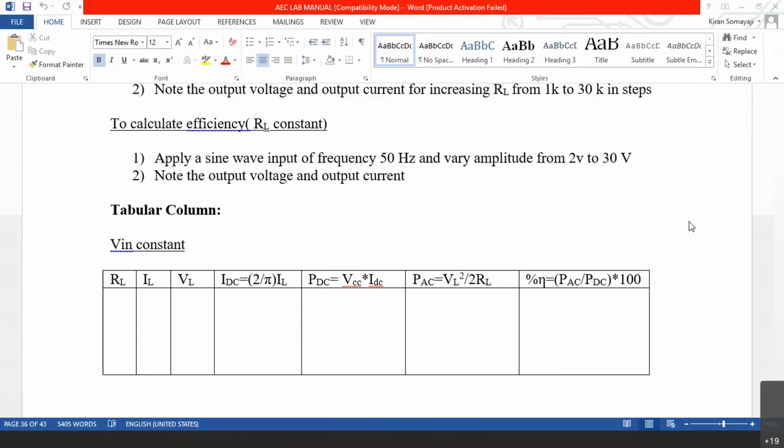We are left with only one more experiment, that is the class C tuned amplifier. We will be covering that in the next class.